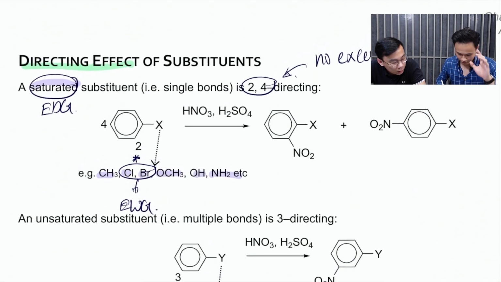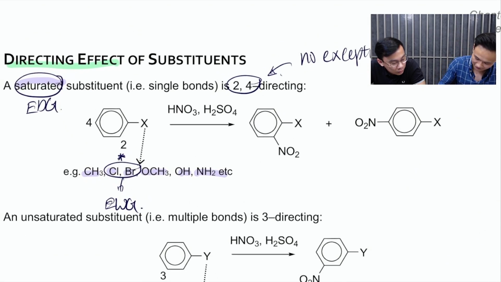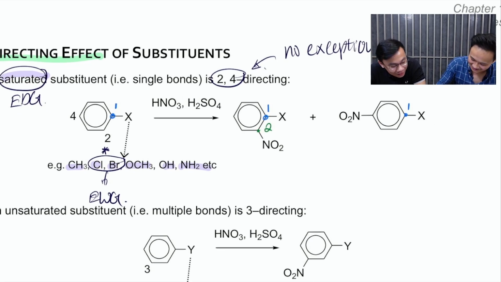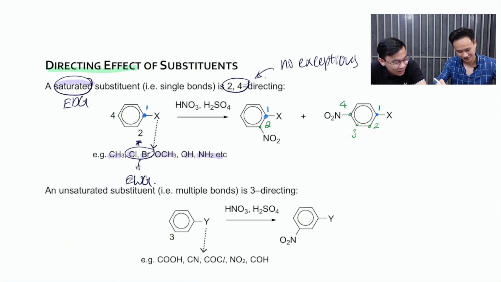Now, Yap Chen, one more time, prove to me how this is 2,4. If we label this 1, then this is of course 2. And likewise, this is 1, 2, 3, 4. Of course, we don't go anti-clockwise because that will give you 6. So of course, you always go for the smaller number. So it's 2,4 directing. Cool.